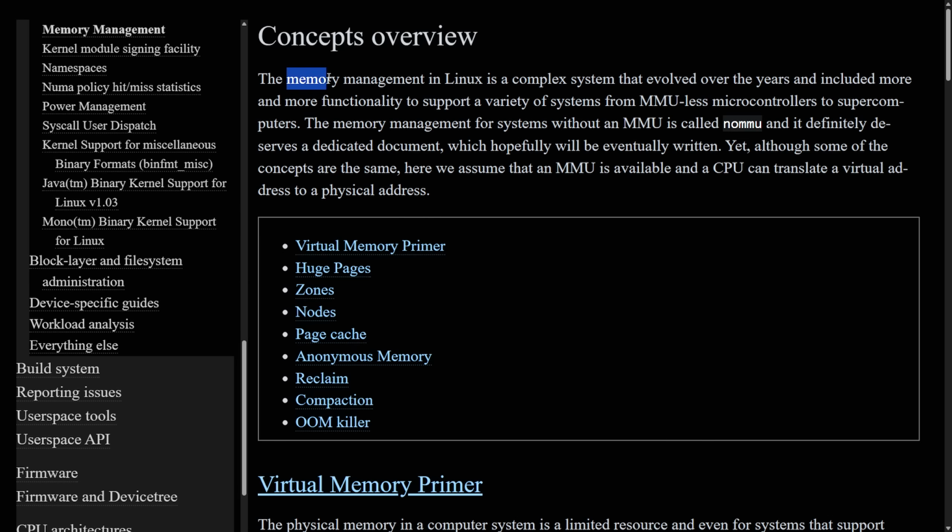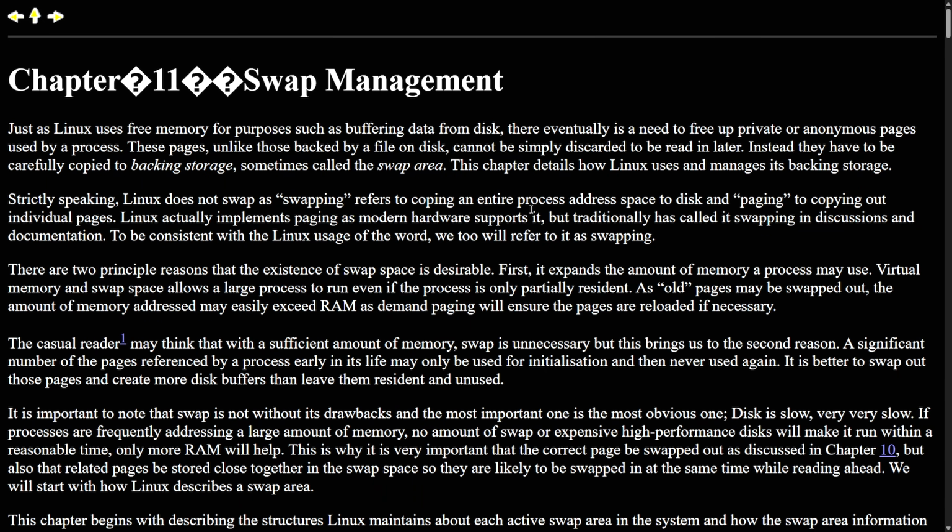But this one here is a memory management overview of Linux, which helps you with topics like virtual memory primer, huge pages, zones, nodes, page cache, anonymous memory, reclaiming, compaction, and out of memory. This will all help you start getting a general understanding of how memory management works in Linux and is available on the kernel.org website.